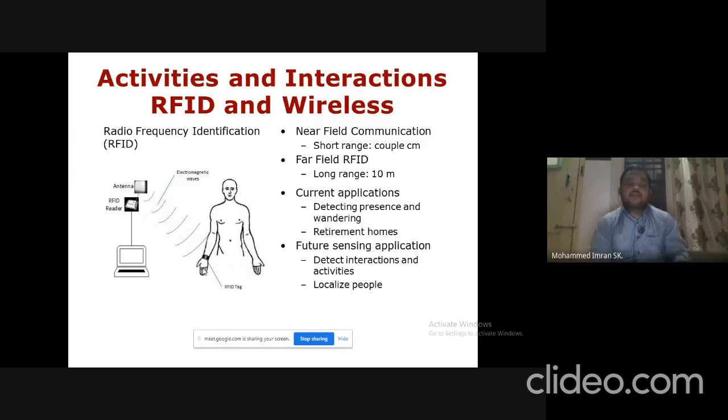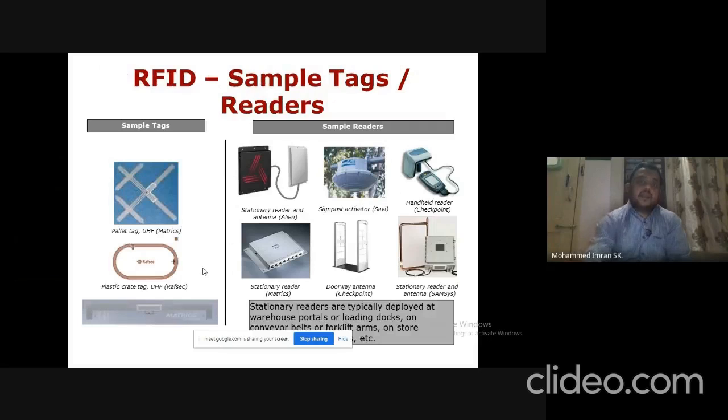So we have some kind of tags, RFID tags, and in turn they will be connected to the RFID reader through an antenna. So we can connect to the laptop and we can monitor it. And it will be sending signals based upon electromagnetic waves. Again, we have these RFID sample tags and readers.